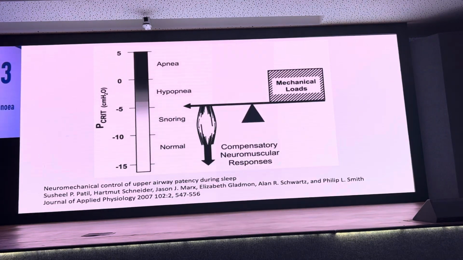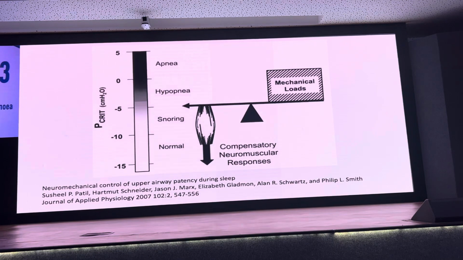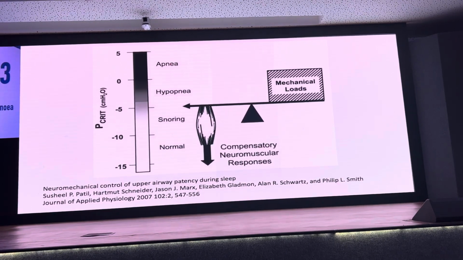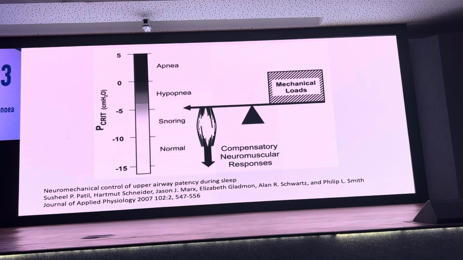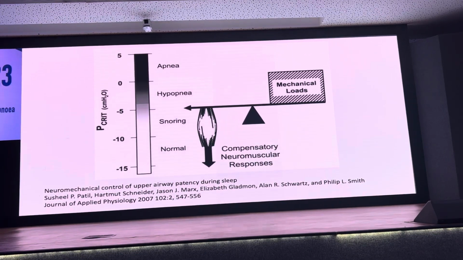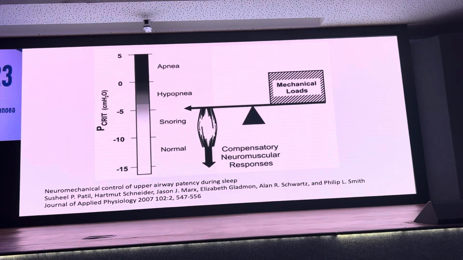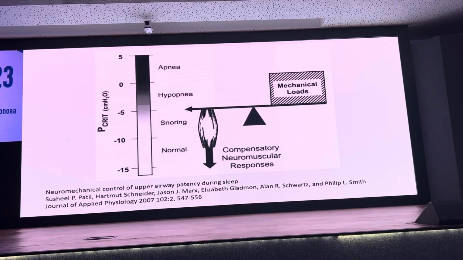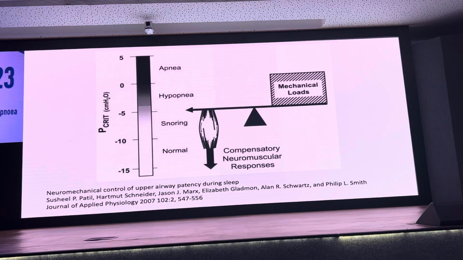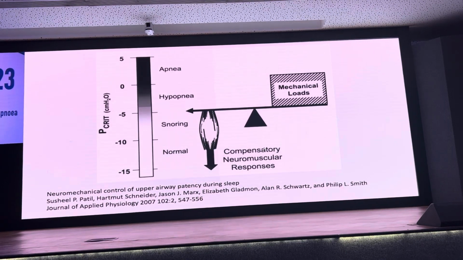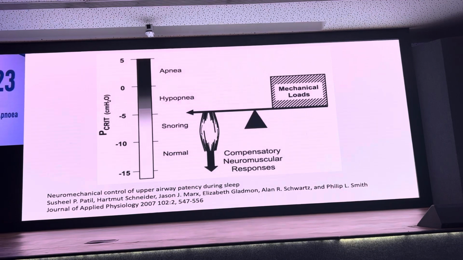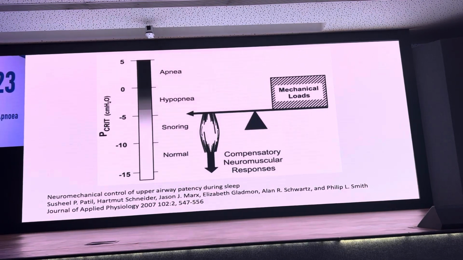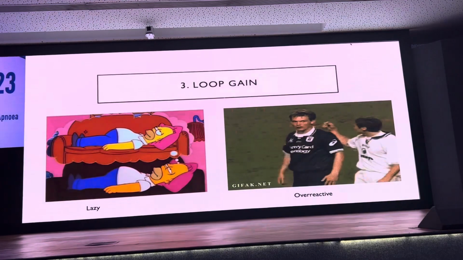This is a beautiful paper by Dr. Sushil Patil et al., which says that neuromuscular response is what is standing between a poor anatomy and sleep apnea. In case a patient has sleep apnea, only a compensatory neuromuscular response can cause the patient to escape sleep apnea. However, neuromuscular responses do decrease as we age, and that is why snoring prevalence increases as a person ages.